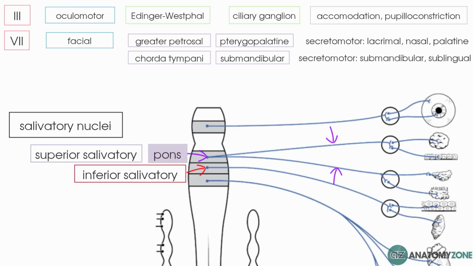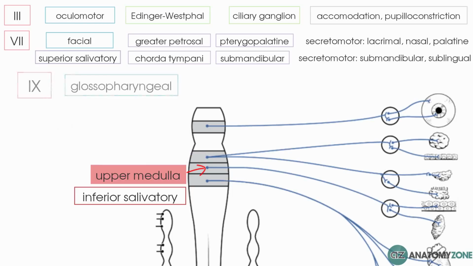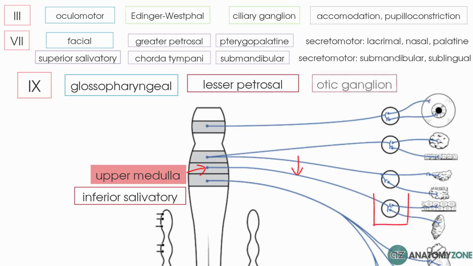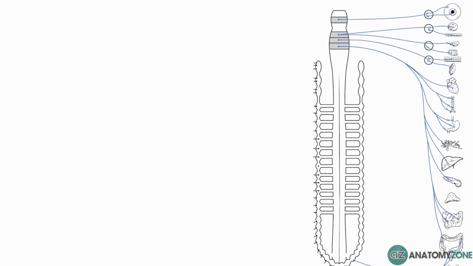The inferior salivatory nucleus is located in the upper medulla, and this nucleus gives rise to the glossopharyngeal nerve. So the lesser petrosal branch of the glossopharyngeal nerve extends to synapse in the otic ganglion. And the otic ganglion provides postganglionic projections to the parotid gland. So moving on to the final nerve, the vagus nerve.